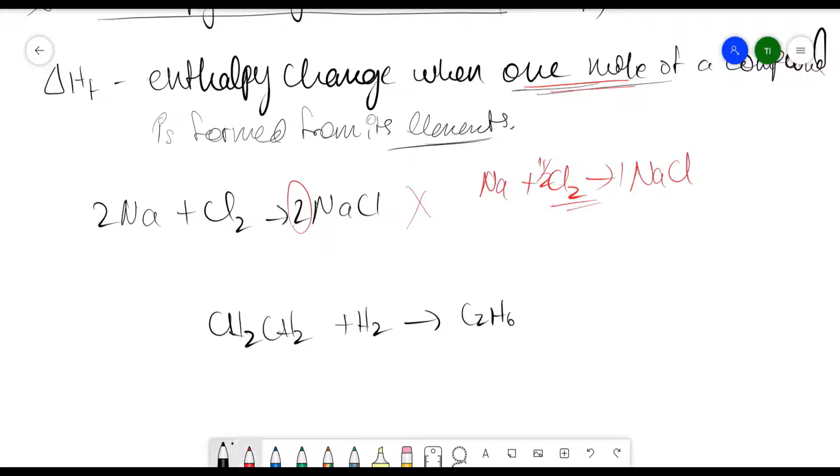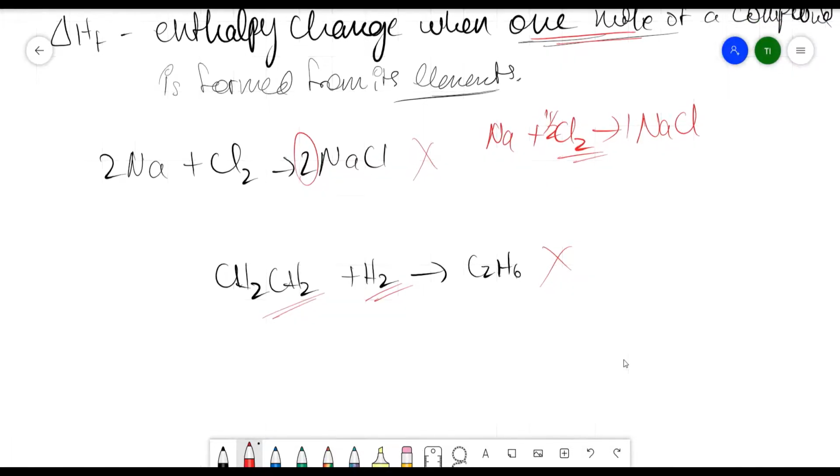The answer is no, it's not, because they're not in their form of elements. Hydrogen is an element. We can consider it as an element because that is the simplest form that it can exist in nature. But is this the simplest form in which C2H6 can exist? The answer is no. So you have to write it in the form of its elements. So C2H6 would be formed by 2C plus 3H2. This would be an appropriate example. Okay, I hope that makes sense.